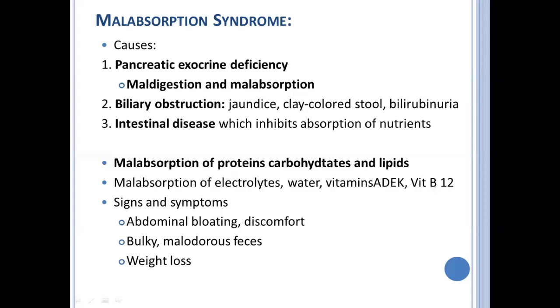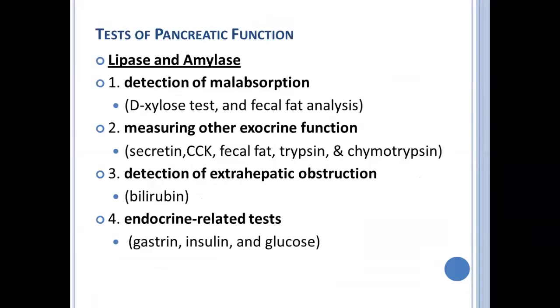So what are the signs and symptoms na hindi ka nakakapag-absorb? Siyempre, abdominal bloating, discomfort. Bulky yung stool mo kasi hindi na-digest, hindi na-absorb. Malodorous or foul smelling, and weight loss, kasi hindi ka nakakapag-absorb ng mga nutrients and vitamins. Kaya nga pag si Steve Jobs, kita niyo, sobrang payat. Mga pasyenteng merong pancreatic diseases, sobrang payat kasi hindi sila makapag-digest, kaya hindi ma-absorb yung nutrients.